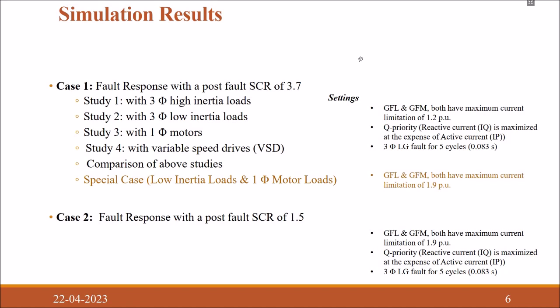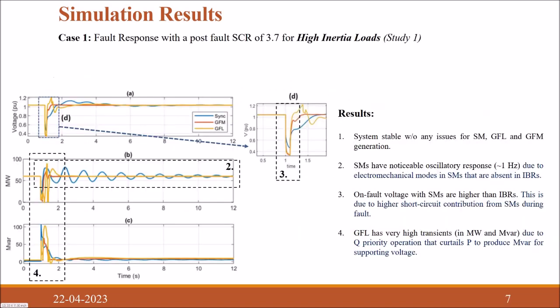Let's discuss the simulation results in detail. This is a simulation result for case 1 when high inertia loads are attached. At point 1 there is a fault for 5 cycles. A three-phase to ground fault, that is a triple LG fault, is simulated at point 1 for 5 cycles. So 4 results can be seen.